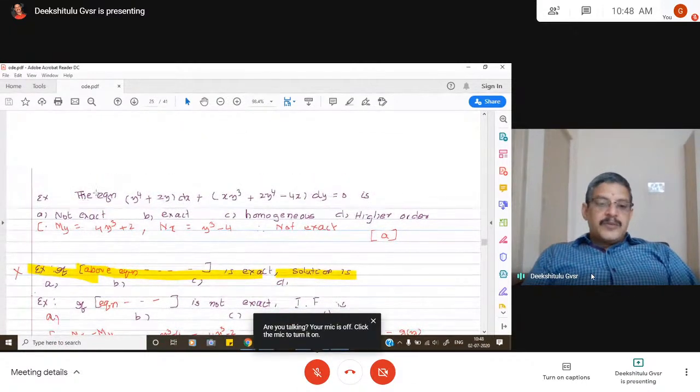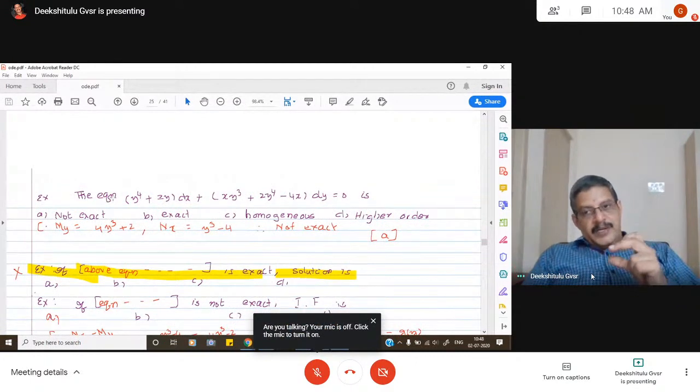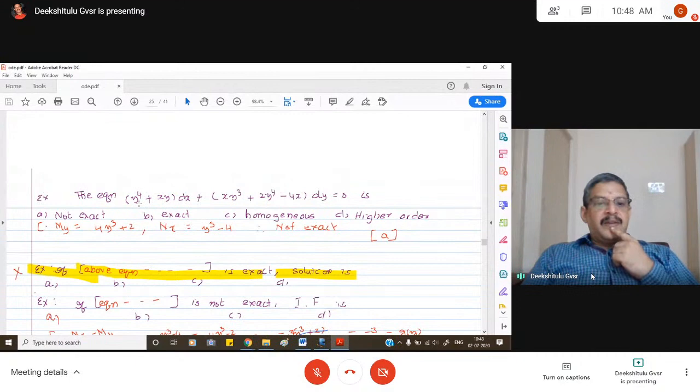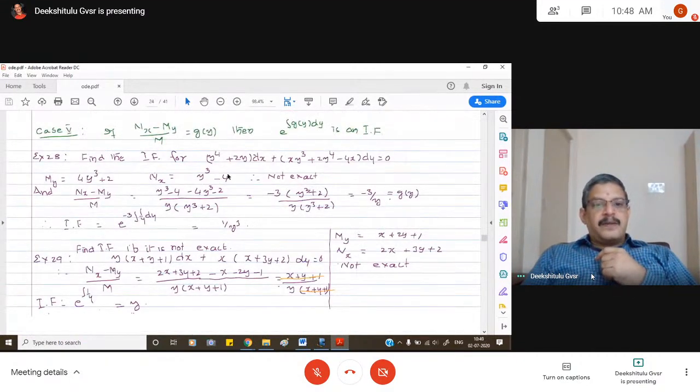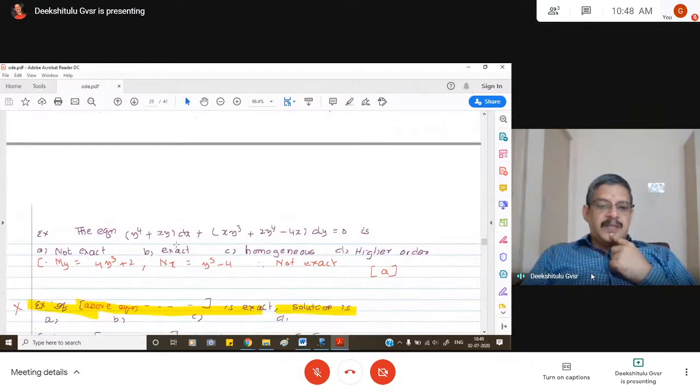As I said earlier, the same problem can be asked in four different parts. The equation with y^4, the same problem I have taken here. Then how can this be asked? (y^4 + 2y) dx + (xy^3 + 2y^4 - 4x) dy is: not exact, exact, homogeneous, higher order. Let us check. Not exact and exact, you have checked.